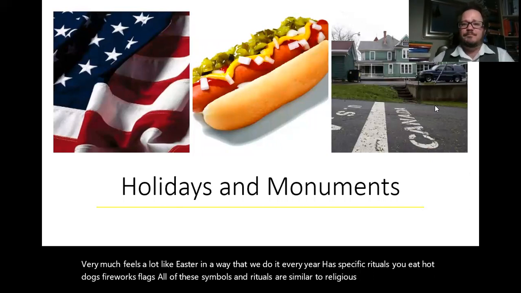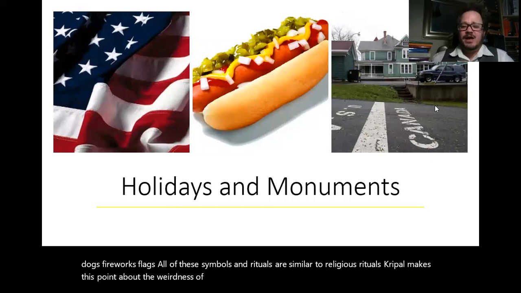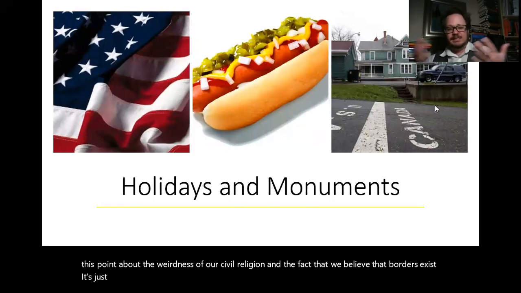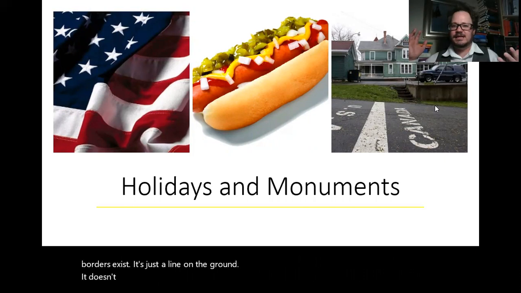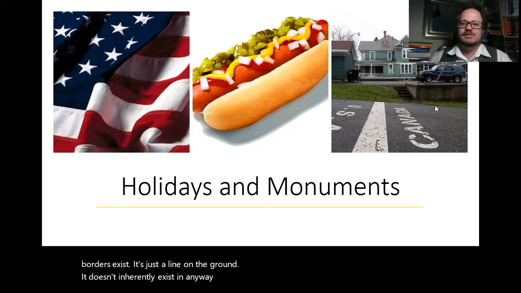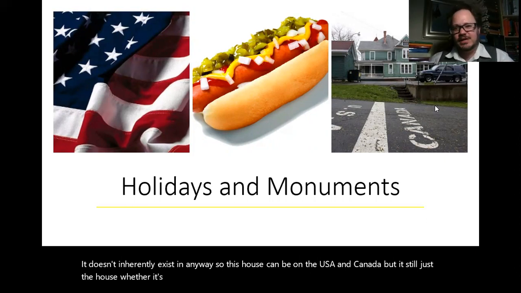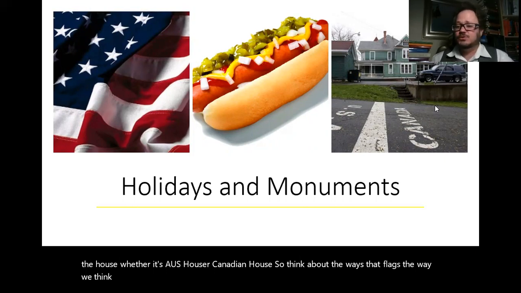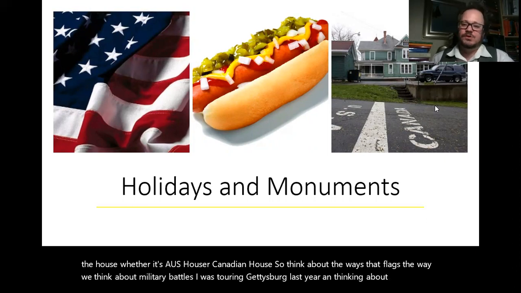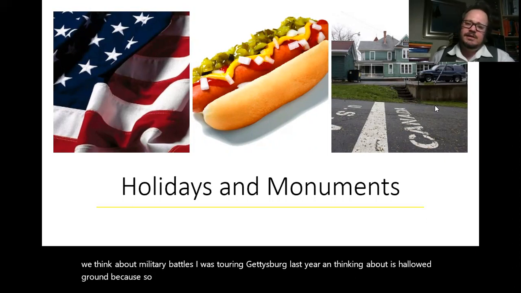Kripal makes this point about the weirdness of our civil religion and the fact that we believe that borders exist. It's just a line in the ground. It doesn't inherently exist in any way. So this house can be on the USA and Canada, but it's still just a house, whether it's a US house or a Canadian house. So think about the ways that flags, the way we think about military battles. You know, I was touring Gettysburg last year and thinking about its hallowed ground because so many Americans died there.